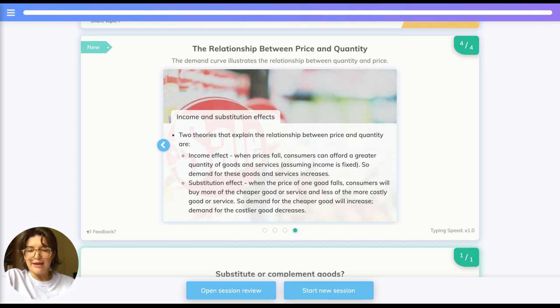The substitution effect, on the other hand, states that when the price of one good falls, consumers will buy more of the cheaper good or service and less of the more costly good or service. So demand for the cheaper good will increase as demand for the costlier good decreases. So to furnish that with an example, if the price of Pepsi were to go up, the demand for Coke would increase because they're substitute products.